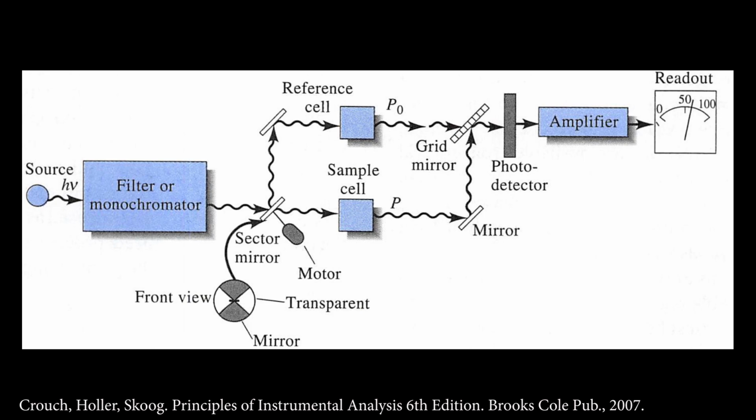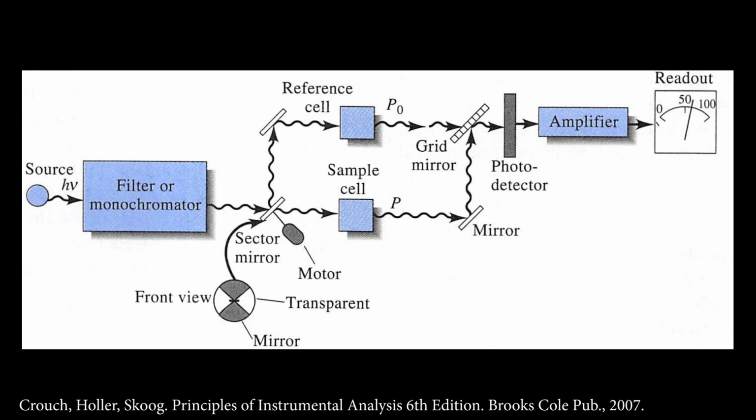And then the blanking is taken care of automatically. You see there's a motor and what's called a sector mirror there. Essentially, it's constantly switching back and forth and measuring blank, sample, blank, sample. It just constantly switches between those two things as it scans from 200 nanometers, 201, 203, 204, all the way up to 800. It constantly switches back and forth.